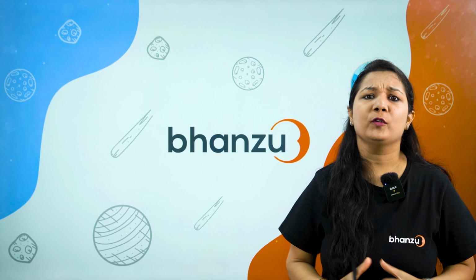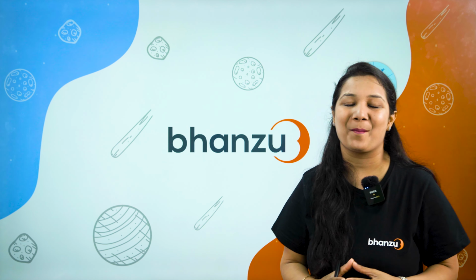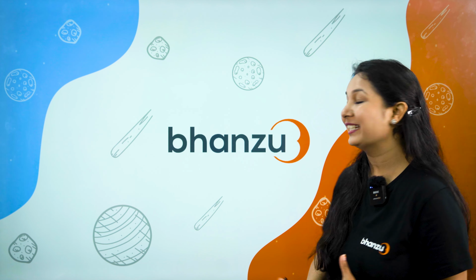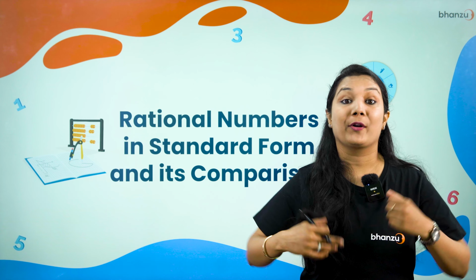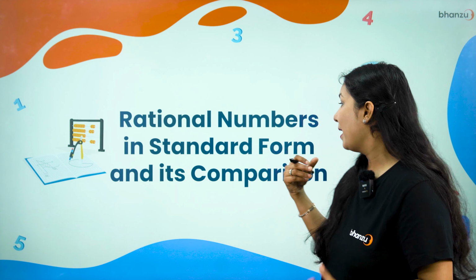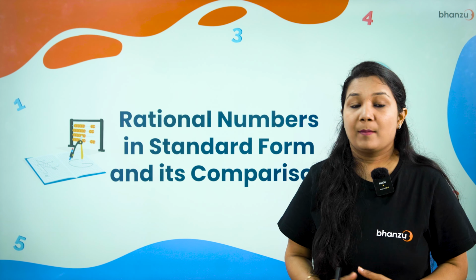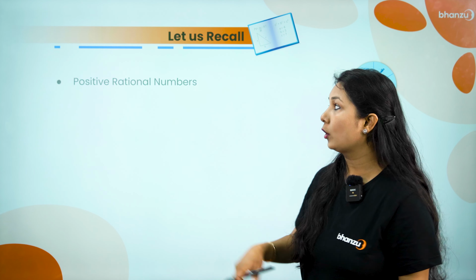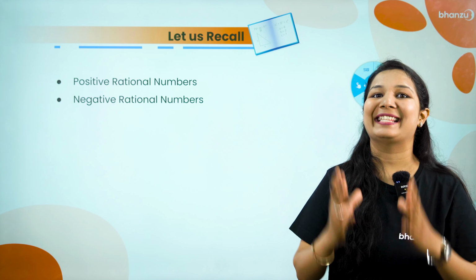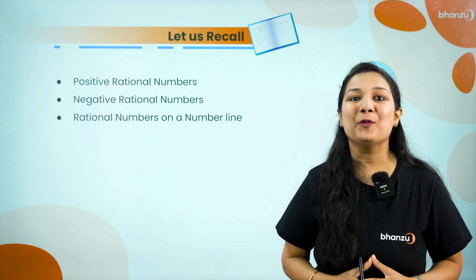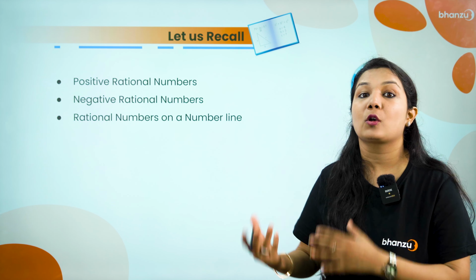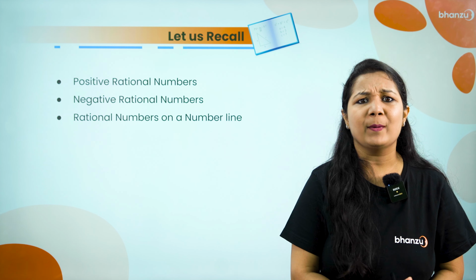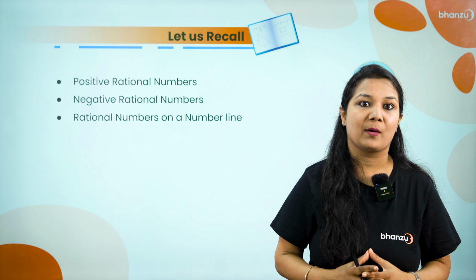So I hope all of you are enjoying the chapter rational numbers which we had started recently, and today we are going to talk about rational numbers in standard form and its comparison. But before that, what all we had done in the previous session? We had talked about positive rational numbers, negative rational numbers, and how do we represent rational numbers on a number line. I hope everybody remembers what are positive rational numbers.